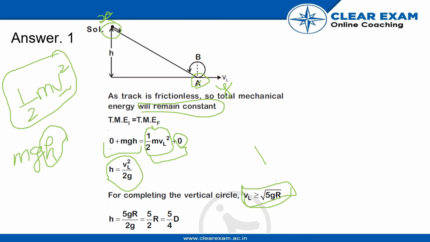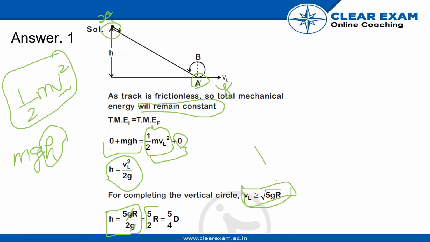So we'll put this velocity, under root 5gR, in the formula. Since v is under root 5gR, v square would be 5gR. Square and under root cancel each other out. So the height would be 5gR divided by 2g. Here g and g cancel out, and we are left with 5R by 2.